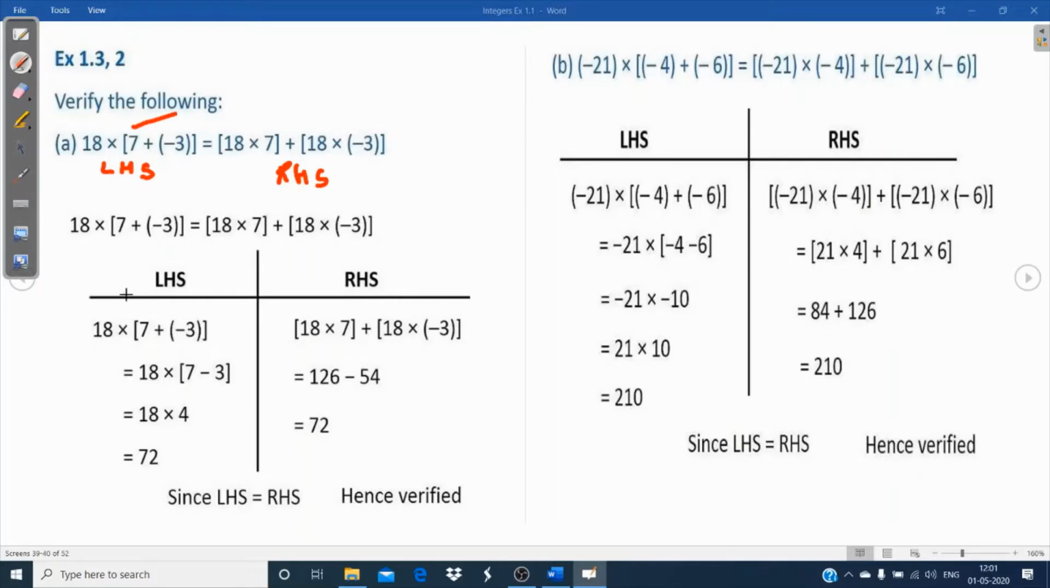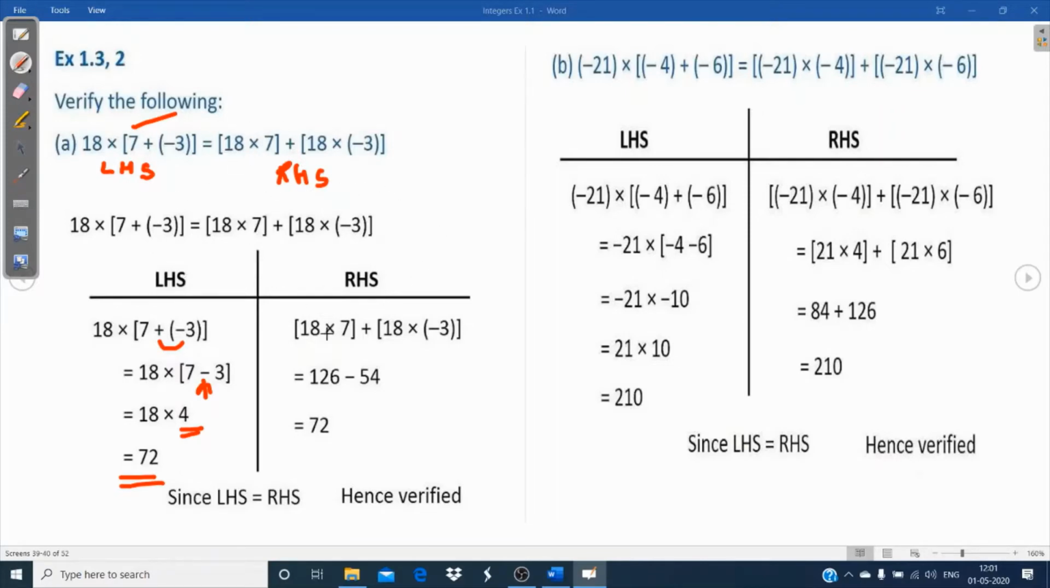First we are taking the left hand side. I've written 18 multiplied by, in bracket, 7 plus minus 3. First we will solve according to the BODMAS rule, so first we will solve the bracket. Here we see plus and minus, this will become what? Minus. 18 as it is, 18 into 7. Now plus minus is changed to minus sign, minus 3. So when you solve this, you will get 4. So 4 multiplied by 18, what are you getting here? 72.